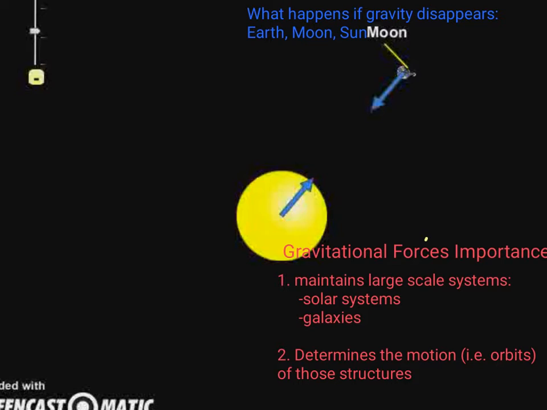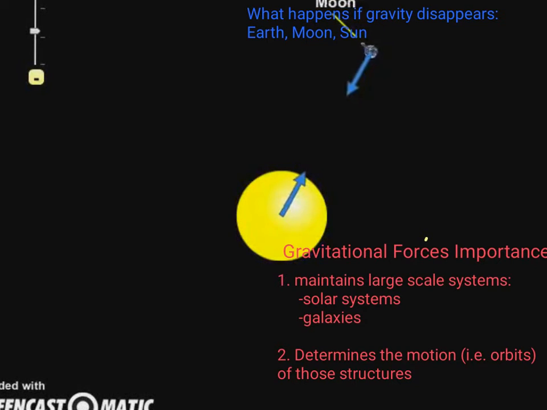Alright, so what happens if gravity were to completely disappear in our Earth, Moon, Sun situation here? Okay, so when I turn it on here, we have the Earth and the Moon. Okay, and so of course the Moon goes around the Earth, and the Earth is going to rotate around the Sun. Okay, and this is the reason why we have large-scale systems like solar systems and galaxies, because of gravitational forces. Okay, so they determine the motion of those particular structures.